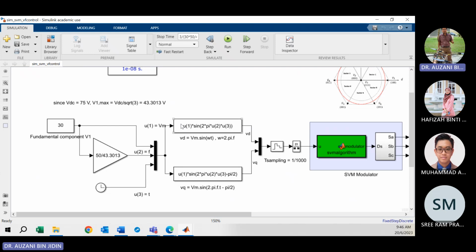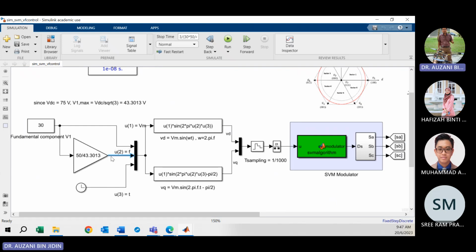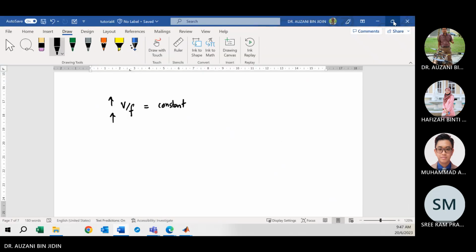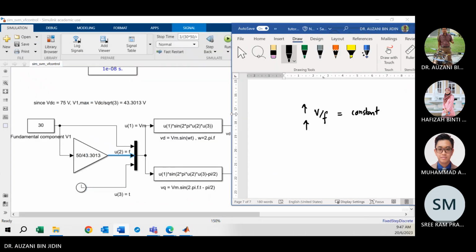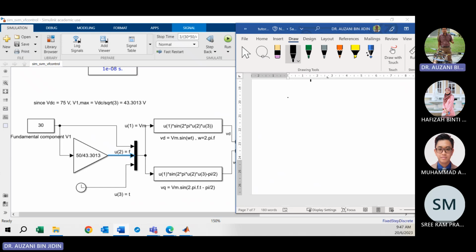I want to show you how to do a proper setting and get the frequency spectrum of the output voltage. Let's try high speed first. In this case, your fundamental, you need to set 30 volt. Okay, when you run 30 volt, firstly you need to calculate the frequency here. So what do you get? Okay, I try, I show you. From here, you can calculate the fundamental frequency, which is 30 volt multiplied by 50 divided by 43.3013. So this is the frequency here.